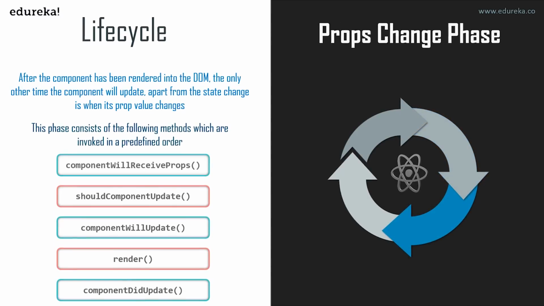Now let's talk about the third phase, that is the props change phase. We talked about the initial phase and the updating phase. In the initial phase, the component was making its way towards the DOM. In the updating phase, the component has been rendered on the DOM. Now the third phase is the props change phase.